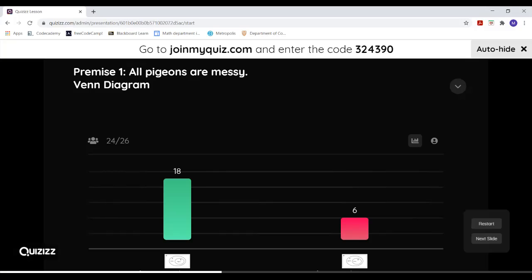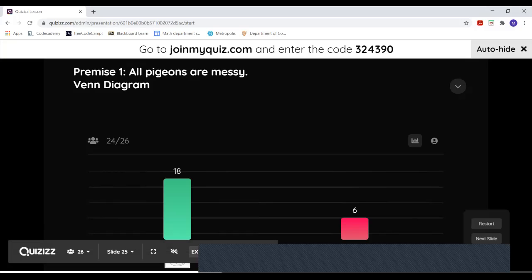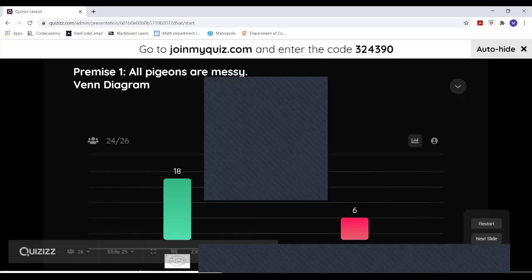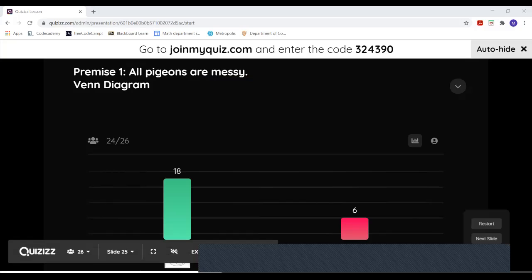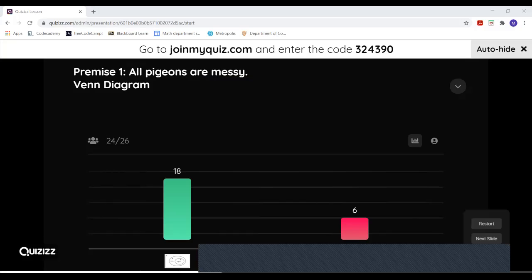It is this first one over here. Oh man, if you're not getting this, ask some questions about these Venn diagrams. If pigeon, then messy. Pigeon goes on the inside, messy goes on the outside. So this is the first premise.